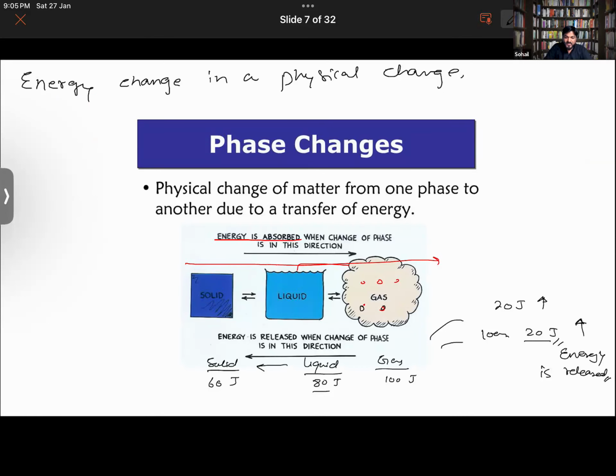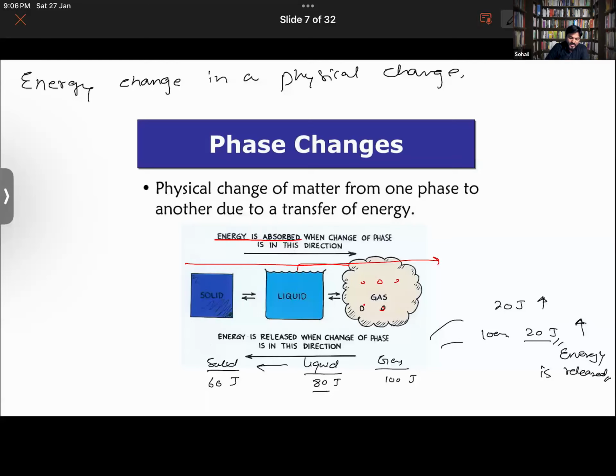Also look at this one. In this one you get to see that the state is changing. From one phase, the matter is going to another phase, right? Solid to liquid, liquid to gas, and then back. So what is happening here? When it goes in the forward direction of change, from solid to liquid and then gas, it will be absorbing energy.